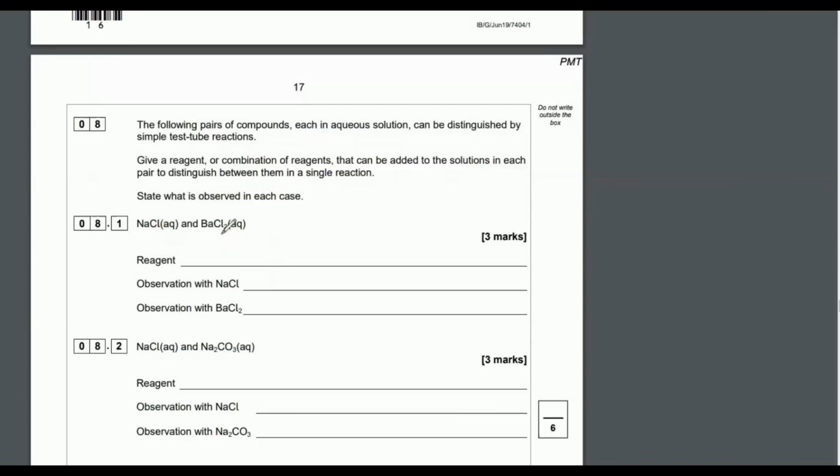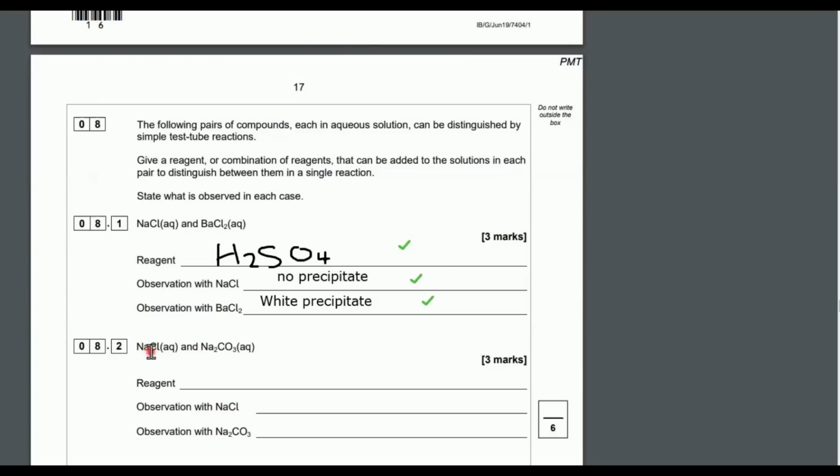I'm immediately thinking, what is the test for sulfate ions? If you remember from your AS stuff, we use barium chloride. So let's use sulfuric acid, because when you're testing for sulfate ions, you have barium chloride, and we're going to get a white precipitate. Better if I type, isn't it? Let's type that. So we're going to get a white precipitate, and we're going to get no precipitate with the sodium chloride. So there we go. Beautiful. 3 marks.